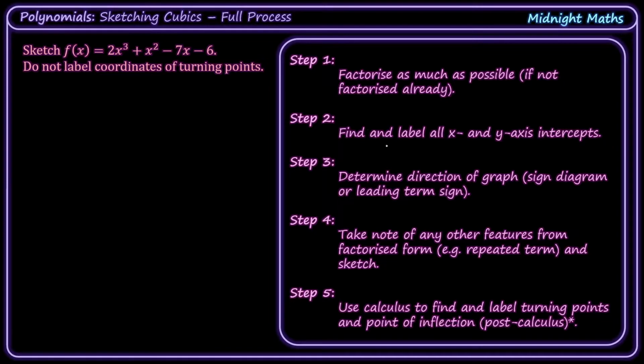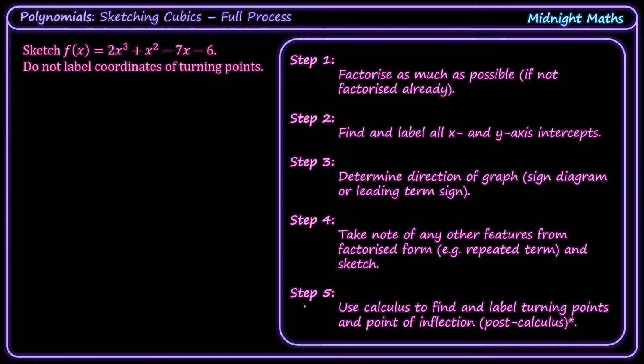To sketch, we'll start by finding all the intercepts, and then we'll determine the slope of the graph, which will be either from the sign diagram or by the leading term sign technique, which we've looked at as well. And then after that, we can take note of any other features, like if there's a repeated factor, or if there is one place where it only cuts the axis once. And so those are the sorts of features that we'll look at from the factorized form.